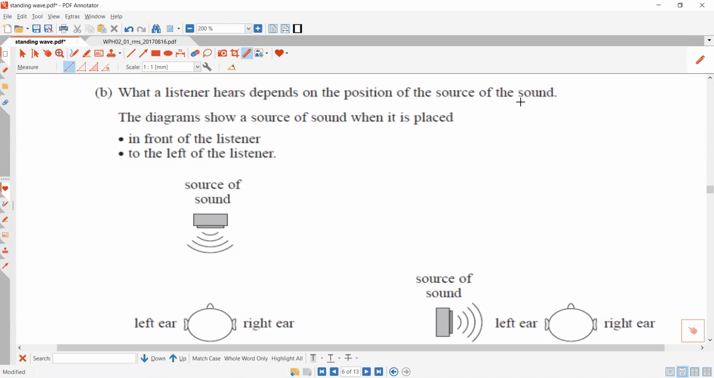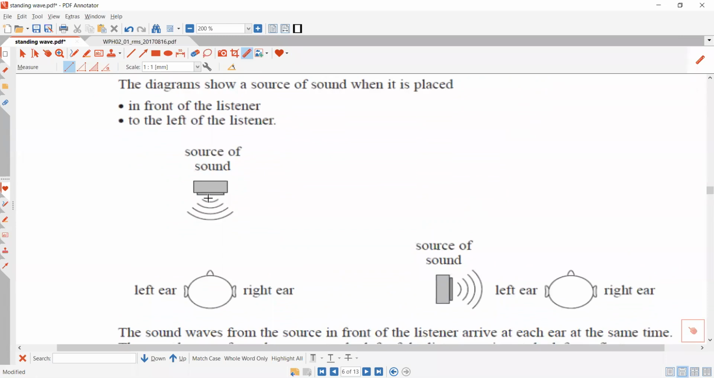So the diagram shows the source of sound when it is placed in front of the listener and to the left of the listener. So you have your sound box in front of you like this, and if it is like this over here, okay. And all of you guys are aware of diffraction here, right? Everyone knows about the diffraction concept. Do I have to explain diffraction? Because as long as I remember, I did not explain diffraction to you guys till now.